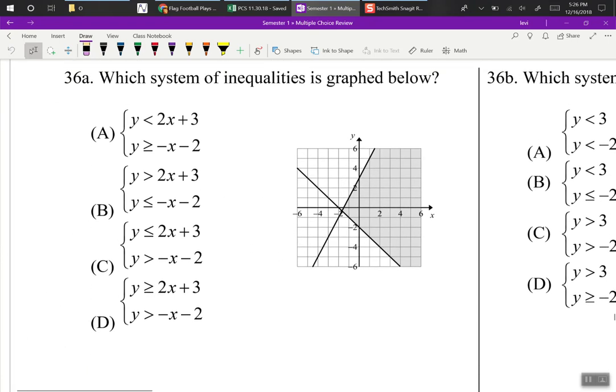Which system is graphed below? Well, this first equation looks like it has a y-intercept of 3 and it's going up 2 over 1, so y equals 2x plus 3, and we're shading the bottom half of that, so that's going to be y is less than or equal to 2x plus 3. And this equation looks like we have a y-intercept of -2, and we're going down 1 over 1, so negative x, and we're shading on top, so we're going to be greater than.